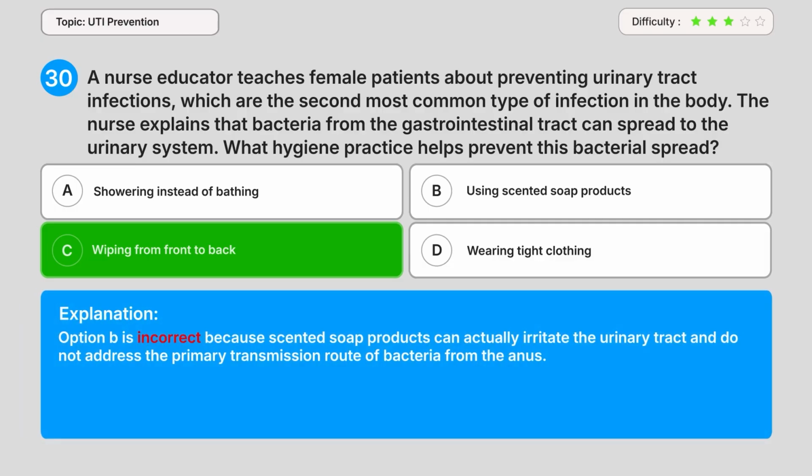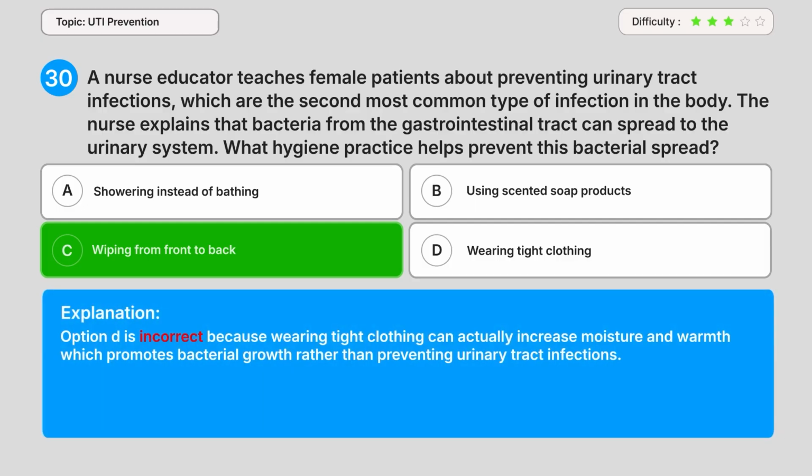Option B is incorrect because scented soap products can actually irritate the urinary tract and do not address the primary transmission route of bacteria from the anus. Option D is incorrect because wearing tight clothing can actually increase moisture and warmth, which promotes bacterial growth rather than preventing urinary tract infections.